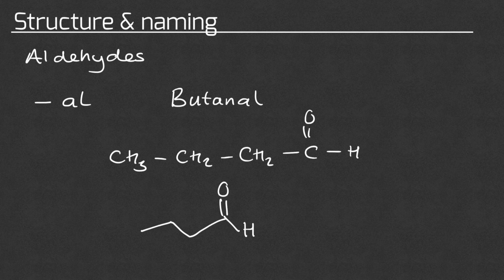When drawing the skeletal formula for an aldehyde, it's acceptable to show the hydrogen as part of the skeletal formula. This is because, like we've just said, the hydrogen is essentially part of this functional group, so by showing the hydrogen on the skeletal formula for the aldehyde, it makes it really clear that this is an aldehyde that you've drawn.